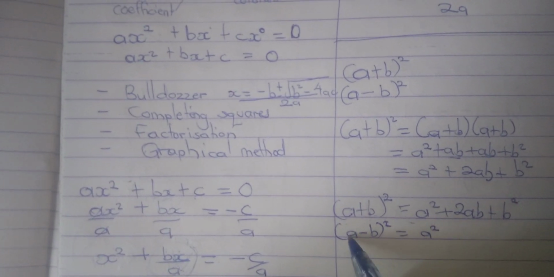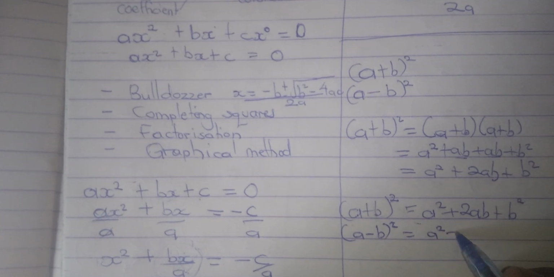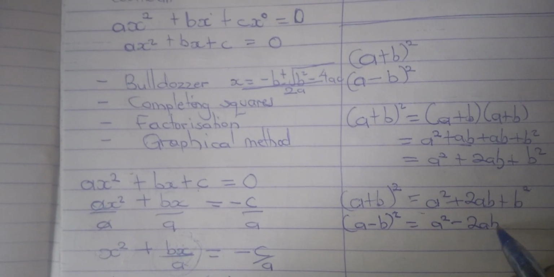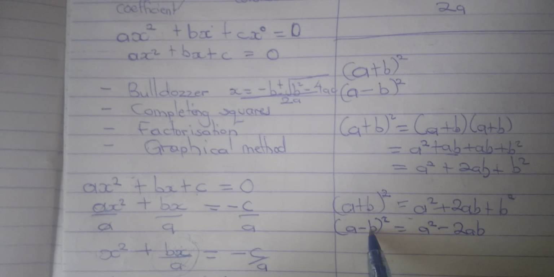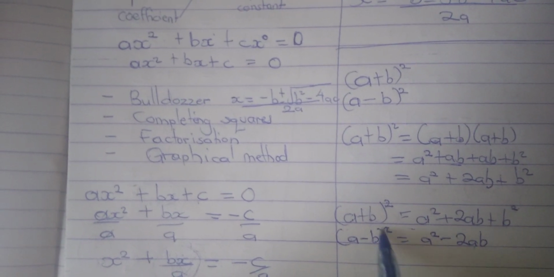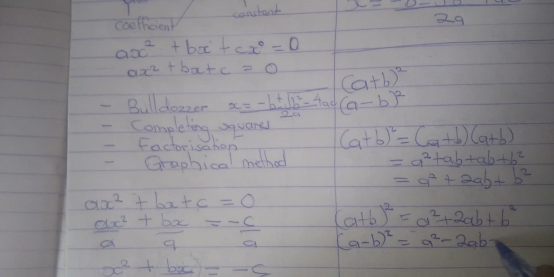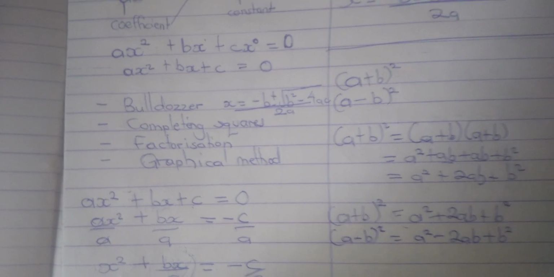Then the 2 times this times negative b gives us a negative 2ab. This times that, negative 2ab. Then you square the b, and when you square a negative, you come back with a positive.